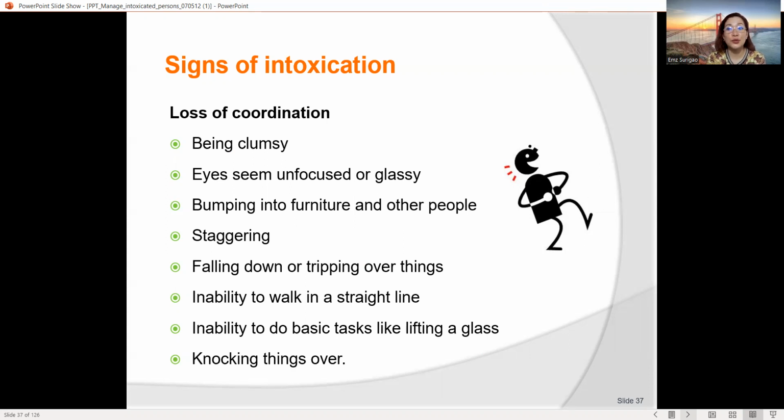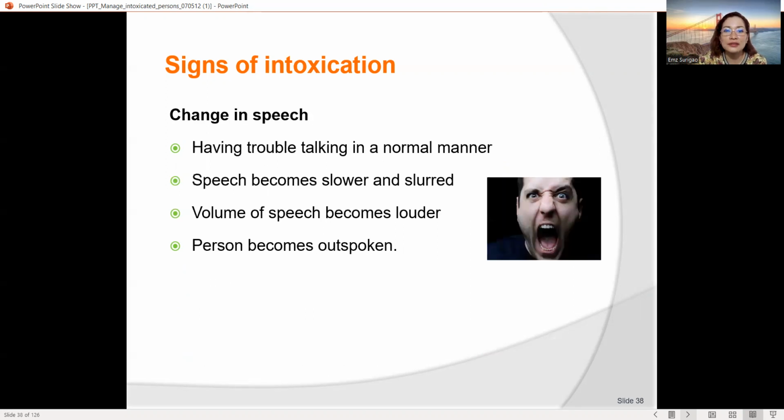I know you know that. Also, inability to do basic tasks like lifting glasses, knocking things over. So you can really identify this if you are observant with your customers. Change in speech: having trouble talking in a normal manner. Speech becomes slower and slurred. The volume of speech becomes louder, which means that when they talk, it seems that they are shouting.